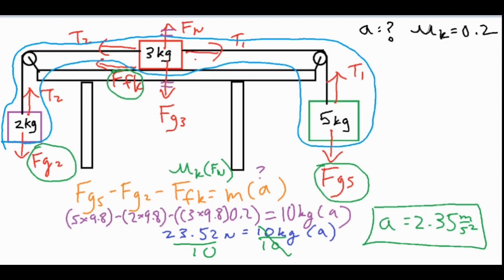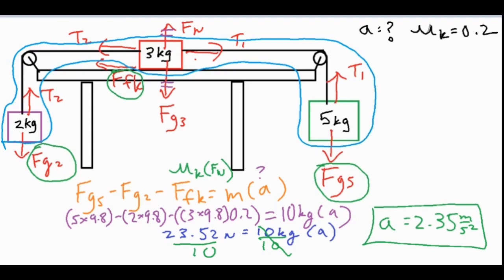And then for our normal force, that is equivalent to Fg3 because those 2 forces are equal and opposite to one another in the perpendicular direction to the table, or the vertical direction. So we took the 3 times 9.8 to find the Fg, which is equivalent to the Fn. So we took that Fn times 0.2. Now, once we combine all of these, that left us with 23.52 newtons as our total net force, and that's equal to m times a.